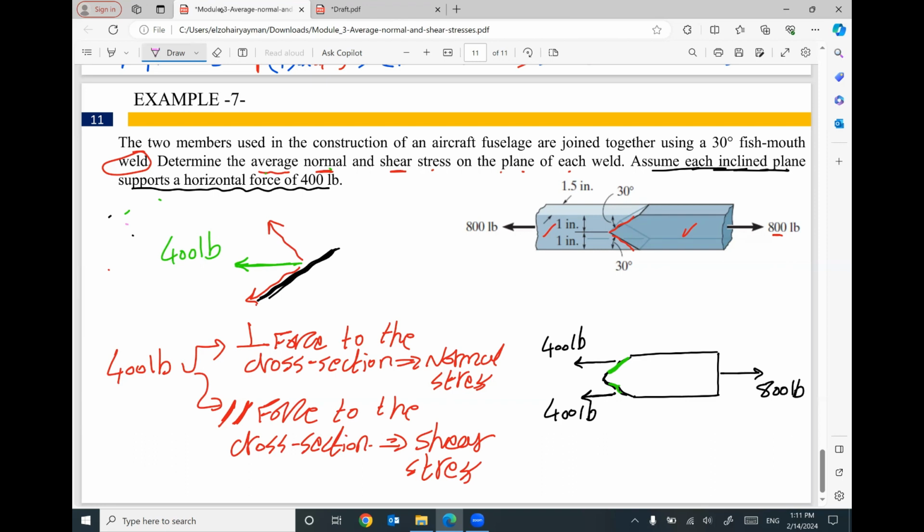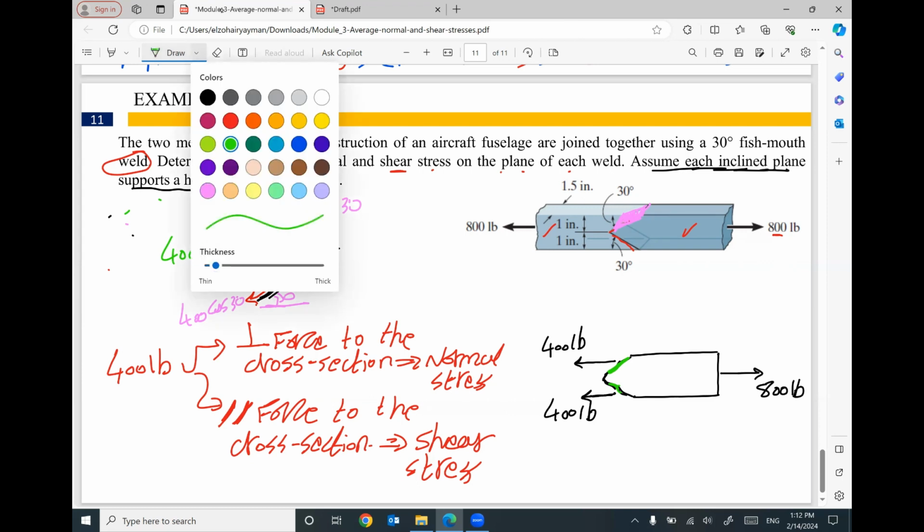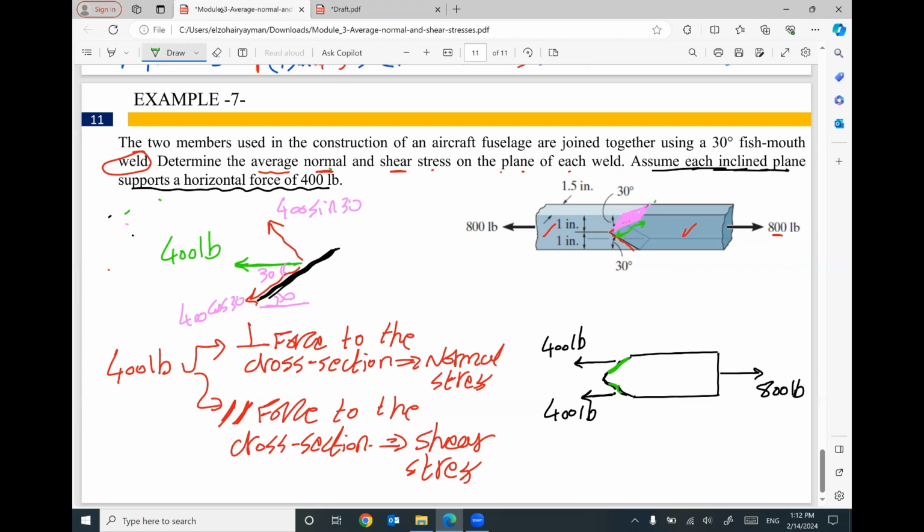Keep in your mind, this angle is 30. So this angle will be 30. So this component will be 400 sine 30. And this component will be 400 cosine 30. That makes sense? Also, what will be the area of this inclined surface? Because we need the area to divide the force by the area. Keep in your mind this distance, which is inclined, and this distance, which is given 1.5. This one is 1.5 inch, the thickness of the member.